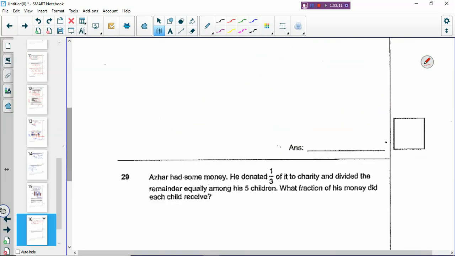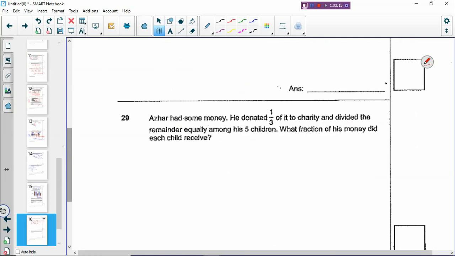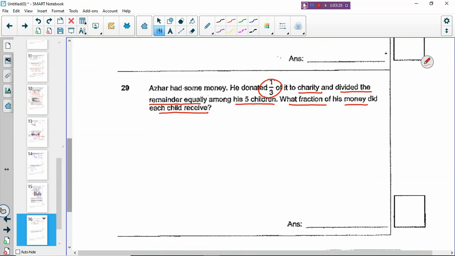Okay, question 29. Azhar has some money. He donated 1/3 of it to charity and divided the remainder equally among his 5 children. So what fraction of his money did each child receive? Now it can be hard, it can be easy. If you draw a model, because there's a fraction there, it can be easy. So this is the sum of money, cut it into 3 boxes, right? Because the fraction is talking about his money. And you cut the rectangle into 3 boxes, and he donated 1 box to charity. And where's the remainder? The remainder is the 2 boxes on the right side.